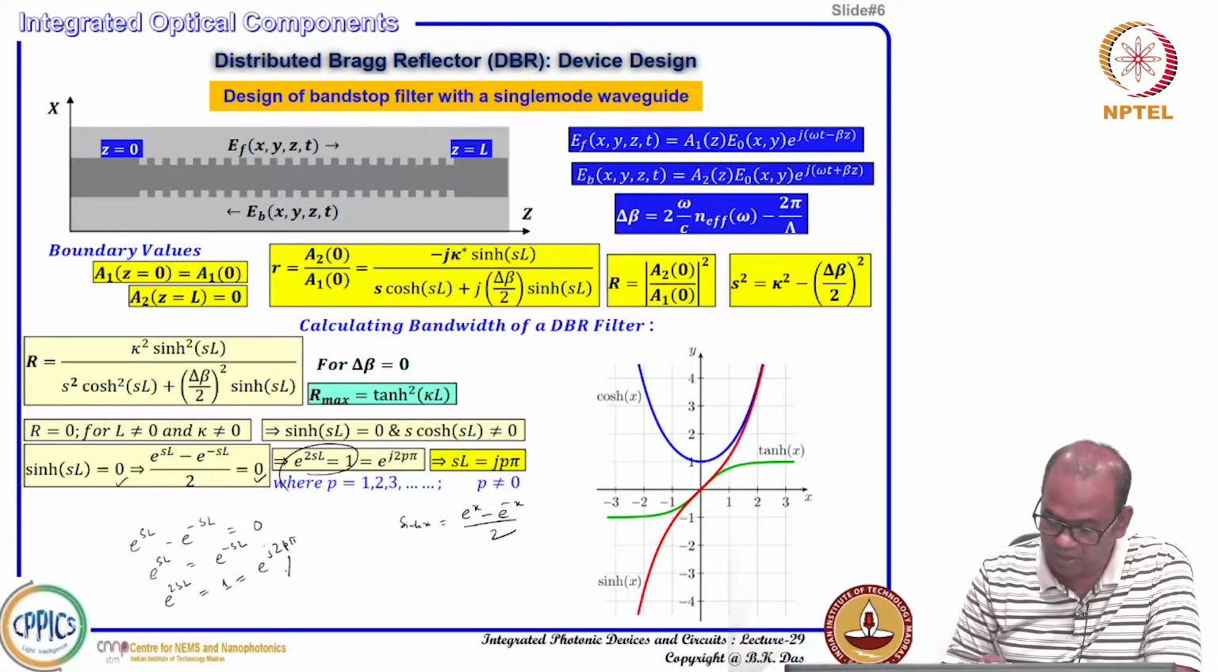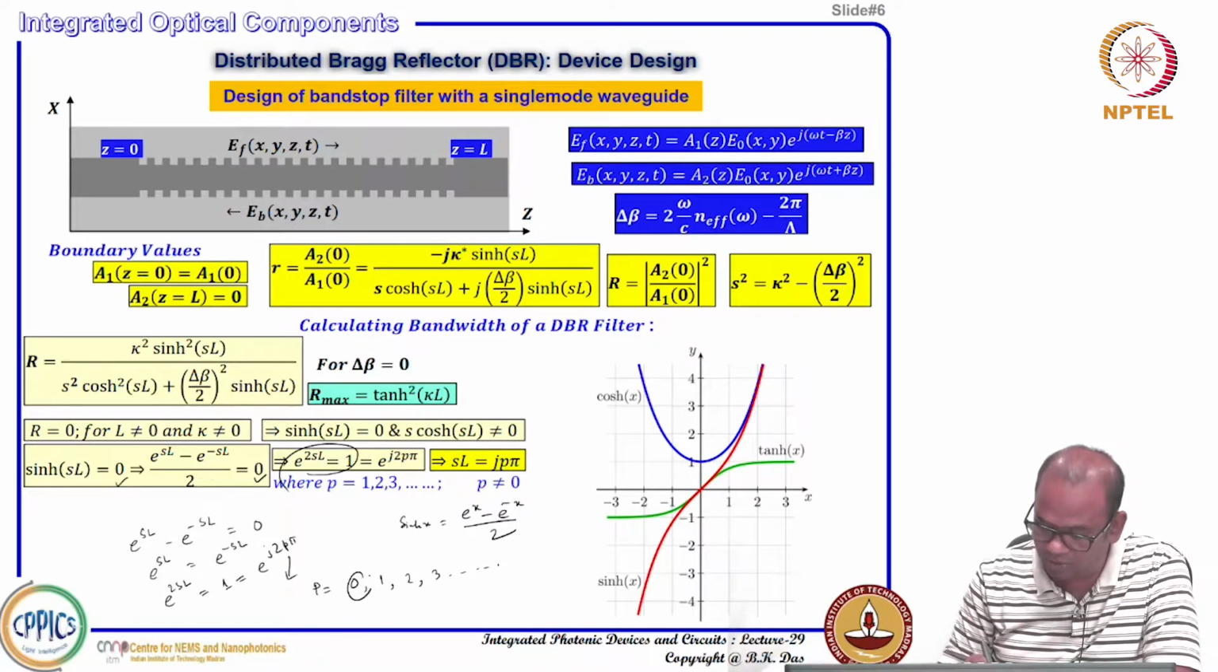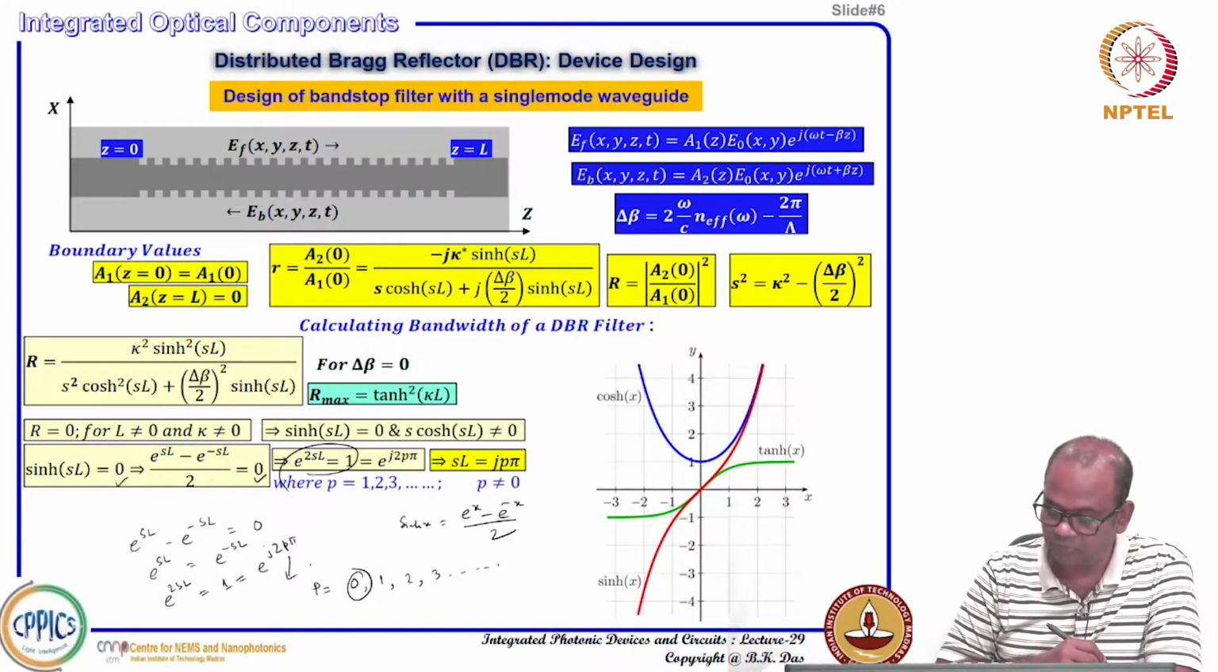So, this p you could consider, this is true for p equal to 0, 1, 2, 3 integer values, but this 0 value I would not consider. Why is that?